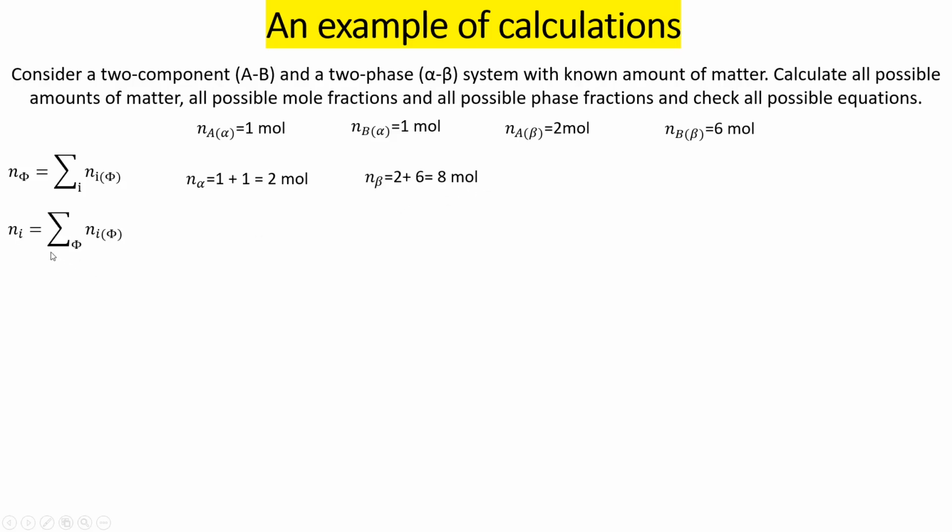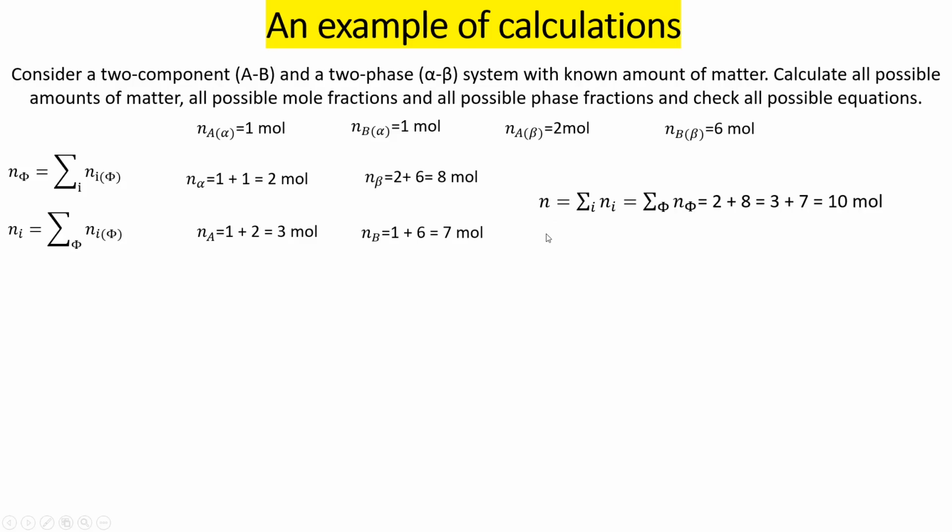Okay, now let me calculate the amounts of matter for the components. Alright, now component A, we have it partly in alpha, 1 mole, and partly we have the same component A in beta, which is 2 moles. 1 plus 2 is 3. Okay, now component B, we have it partly in phase alpha, 1 mole, and partly in phase beta, 6 moles. 1 plus 6 is 7.